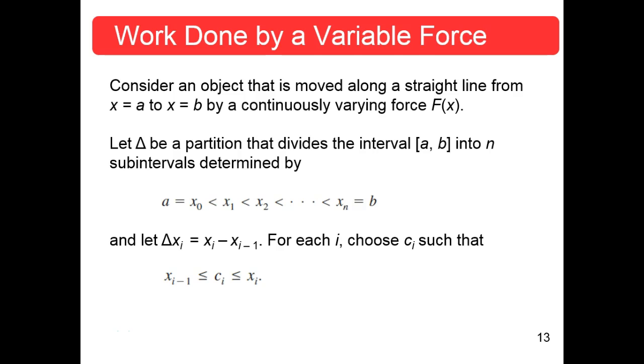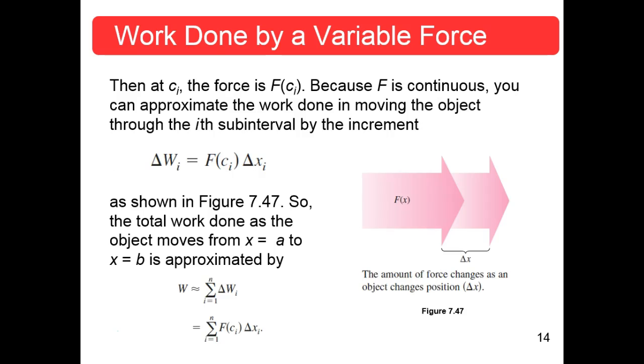that's that delta x of i. For each i, choose some value c in between x of i minus 1 and x of i, such that x of i minus 1 is less than c sub i, and that's less than x of i. So there's something in between those two. Now, at that c sub i, the force is f of c sub i, obviously. This is your x value. Because f is continuous, you can approximate the work done moving on that little bitty i-th subinterval by saying it's approximately equal to that f there. Not exact, but close.